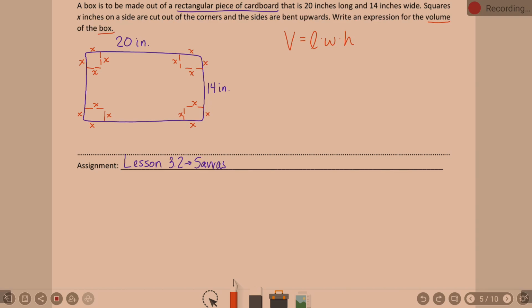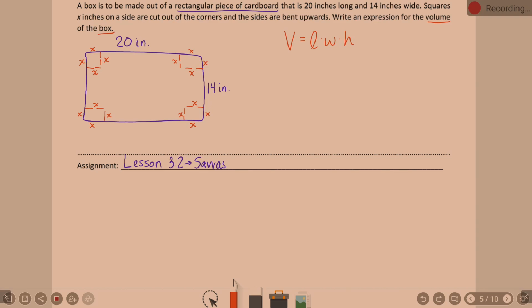Are you guys seeing this? Here was my piece of cardboard. I cut out the x's. Now, this was 20, yes? I cut out a square and a square, pretend they're squares. And now we're going to fold these flaps up, right? When I fold these flaps up, give me a moment here. It's not great, but it's going to work.